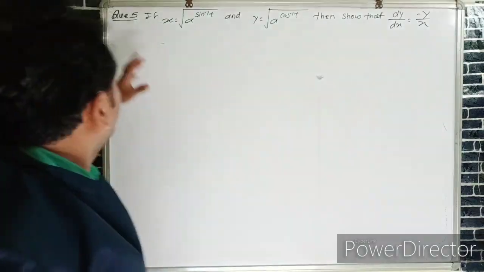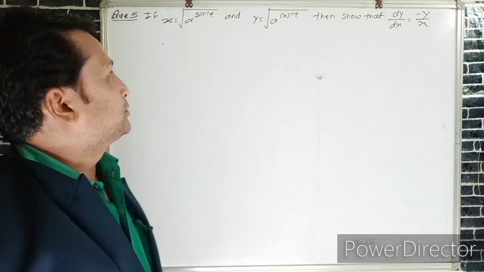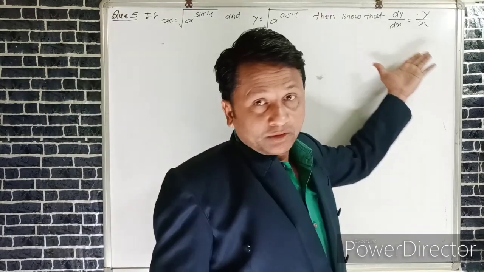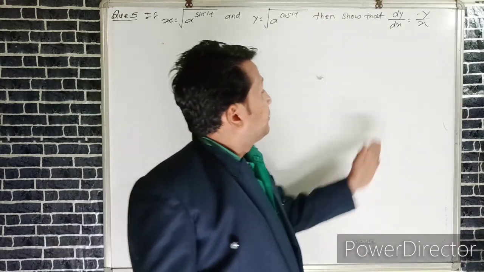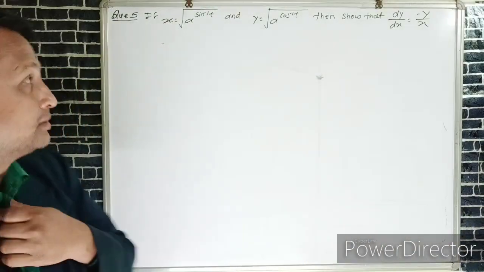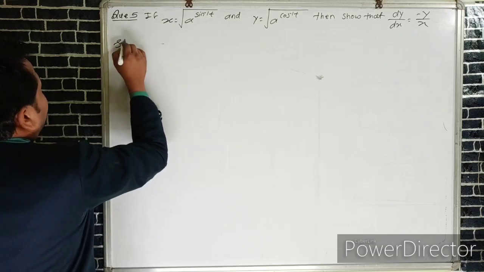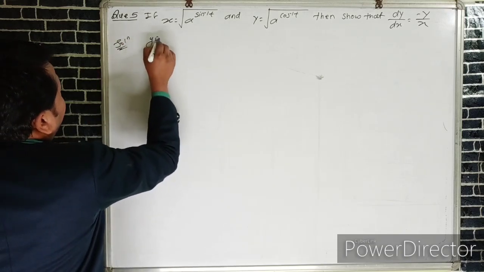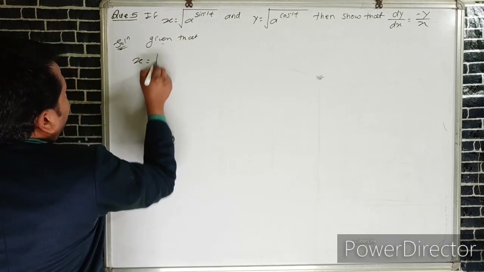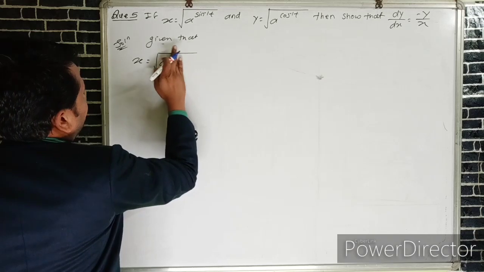So in question number 5, x is equals to under root of a raised to the power sin inverse t and y is equals to under root of a raised to the power cos inverse t. Here we have to show that dy by dx is equals to minus y by x. First, we take the given function, x is equals to under root of a raised to the power sin inverse t.